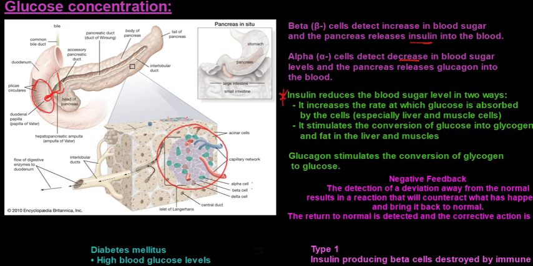It increases the rate at which glucose is absorbed by the cells, especially the liver and the muscle cells, and then it also stimulates the conversion of glucose into glycogen and fat in the liver and muscles. Okay, so if you've just eaten a meal that is high in carbohydrates, so you've just eaten a packet of Simba chips, or you have just had a slab of chocolate, the beta cells in the pancreas will pick up that the glucose in your blood has just gone up because of digestion and then absorption.